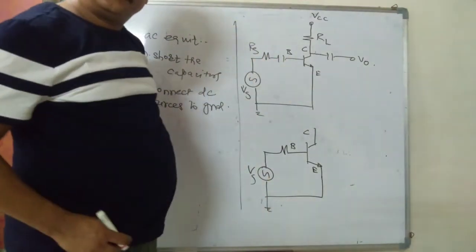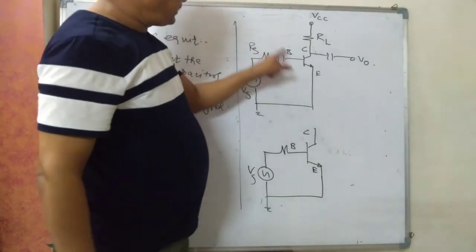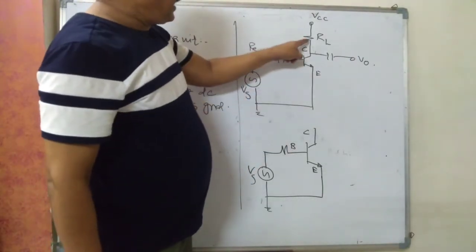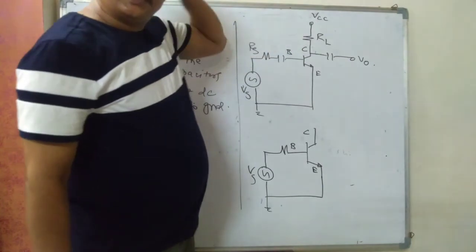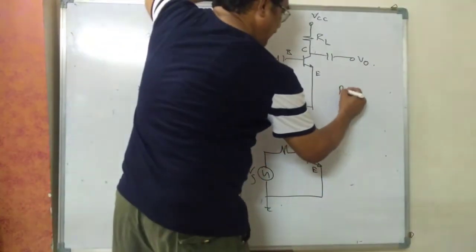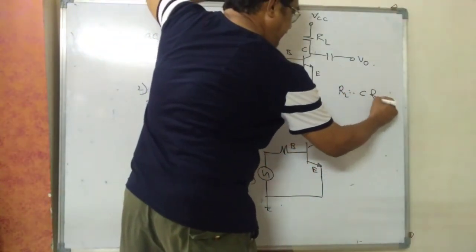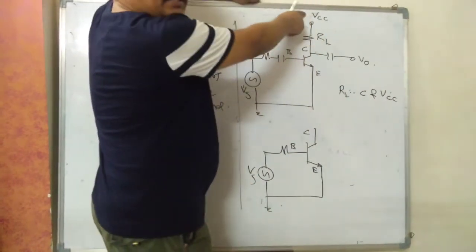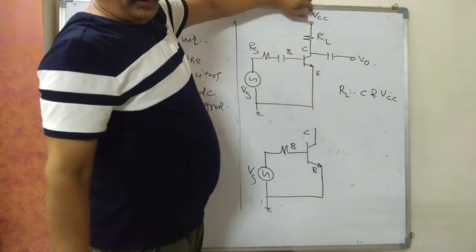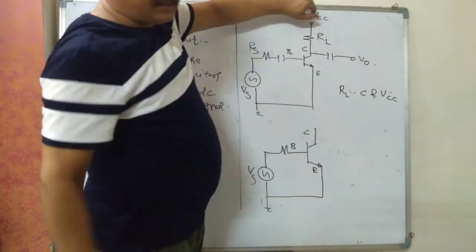Capacitor is shorted, right? Base, emitter. Now RL is connected between collector and VCC. VCC is the DC voltage, Q point. Q point में हमने use किया इसको. Q point is DC analysis.